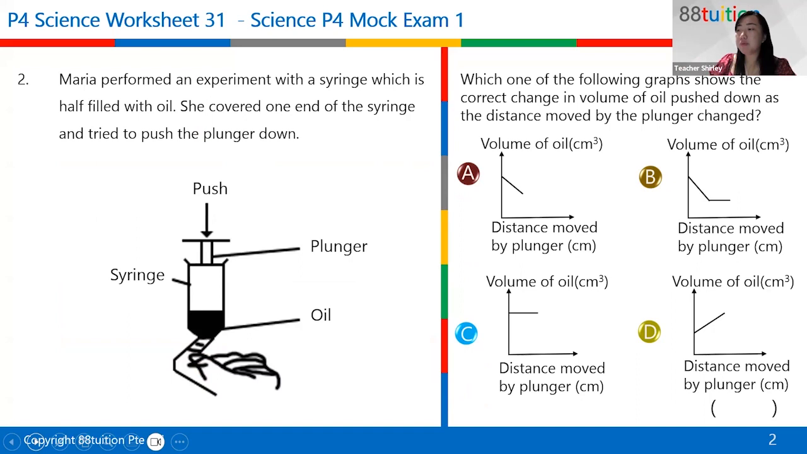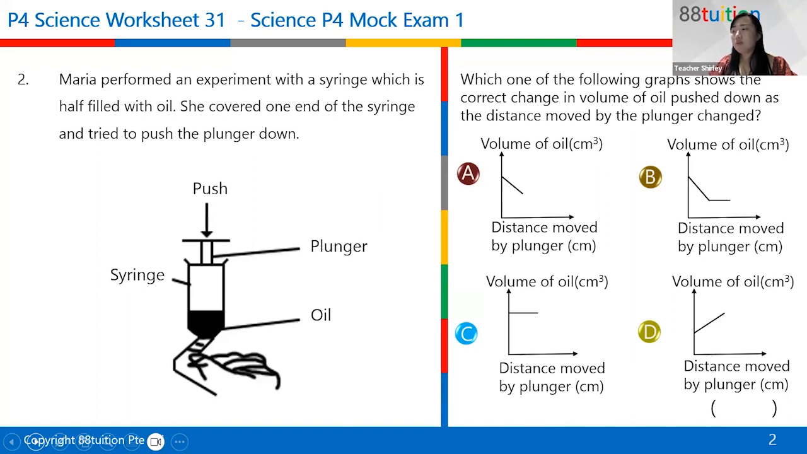Maria performed an experiment with a syringe, which is half filled with oil. She covered one end of the syringe and tried to push the plunger down. Which one of the following graphs shows the correct change in volume of oil pushed down as the distance moved by the plunger changed? This one, which topic is it? Any volunteers? States of matter. Very good. States of matter is actually a P4 topic. You might have already covered this topic this year.